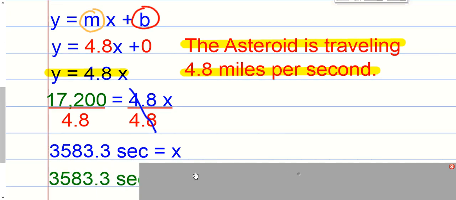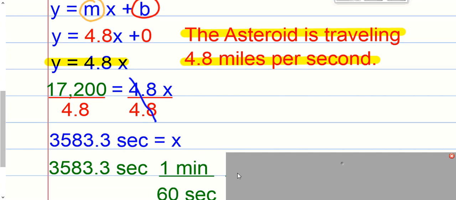All right, we have our 3,583.3 seconds. If you have done conversion tables before, some of you have not, when you do a conversion table, we are going to multiply those seconds right there by 1 minute over 60 seconds. That way, the seconds cancel. If the seconds start out on top, they're now going to be on bottom. And so we've converted seconds to minutes.